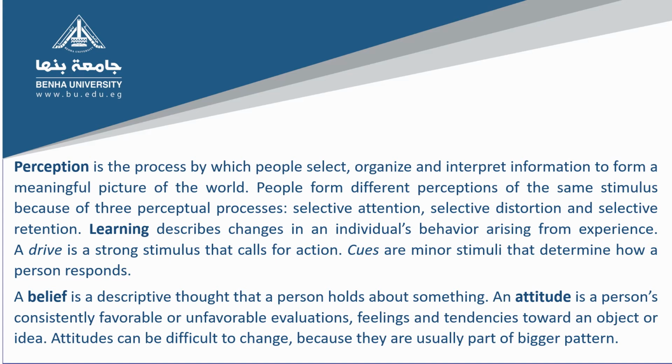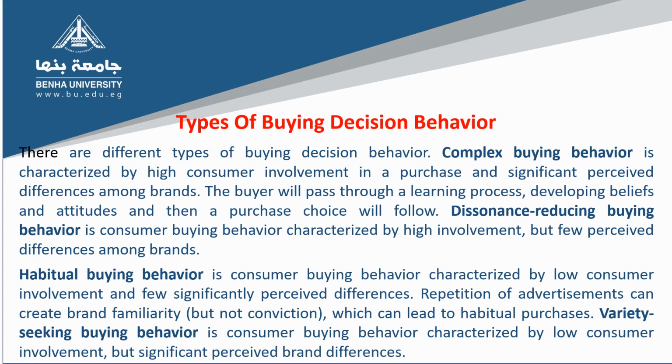A belief is a descriptive thought that a person holds about something. An attitude is a person's consistently favorable or unfavorable evaluations, feelings, and tendencies toward an object or idea. Attitudes can be difficult to change because they are usually part of a bigger pattern. Now I'm going to discuss types of buying decision behavior. There are different types of buying decision behavior.